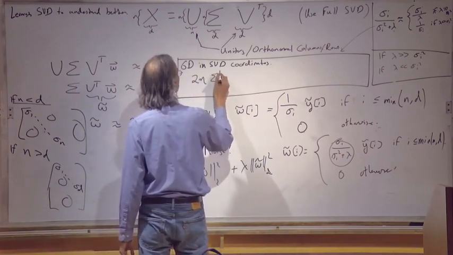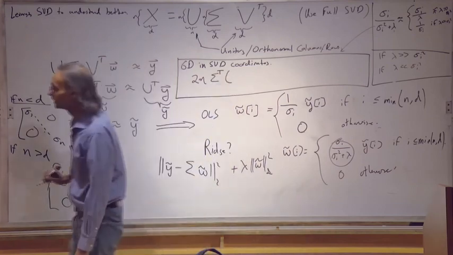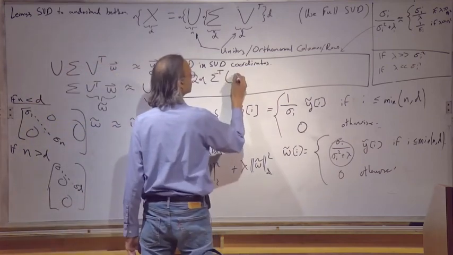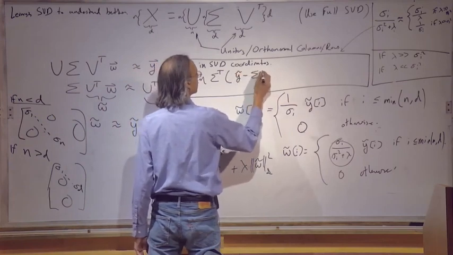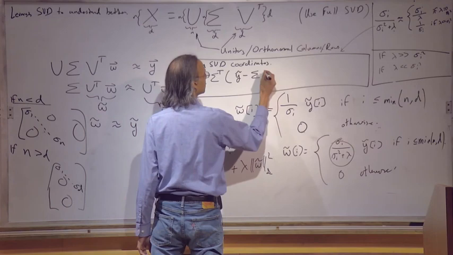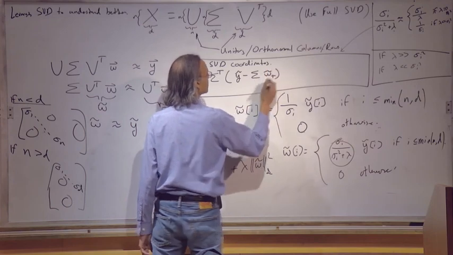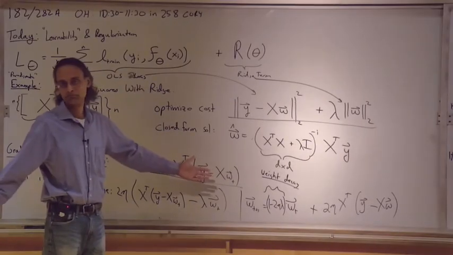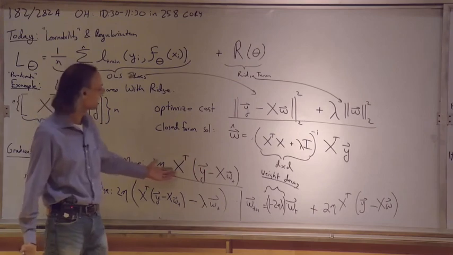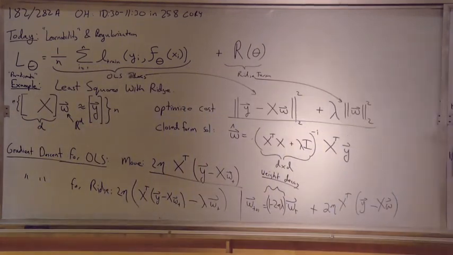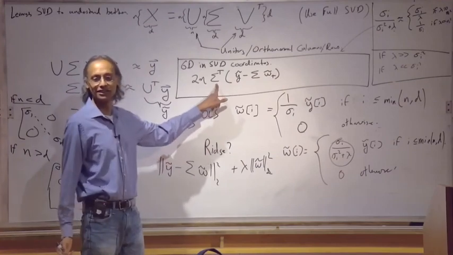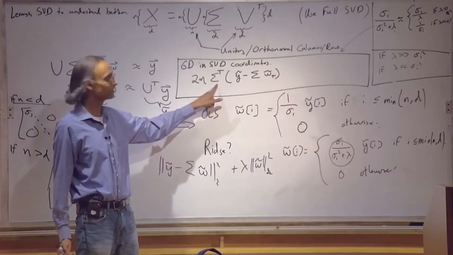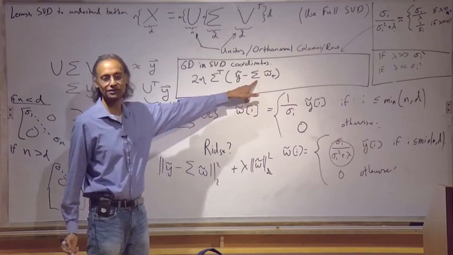2 eta sigma transpose (Y tilde minus sigma W tilde) transpose. So when you look at it at first, it just seems like, how is that any more insightful than what you're seeing here? It's just some matrix. But remember, these are diagonal matrices. So this is a diagonal matrix. This is a diagonal matrix.